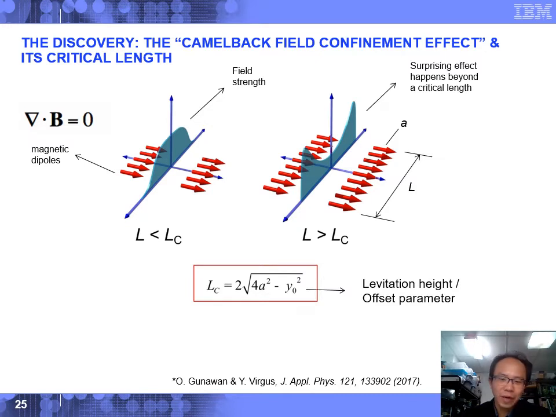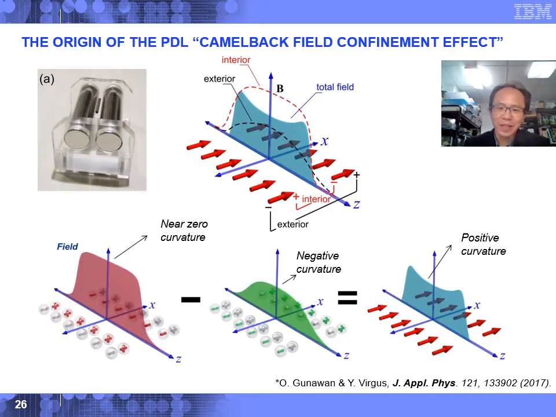But what is surprising is that if the length of the dipole line is long enough, beyond a certain critical length, which is given as this, you have a magnetic field which is stronger at the edges compared to the center, and therefore gives you the confinement trap.